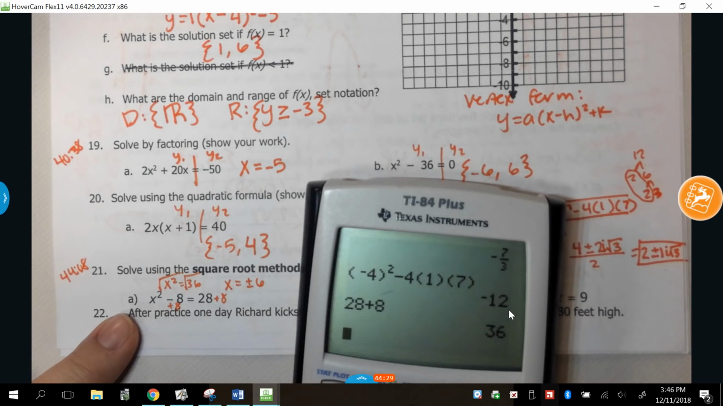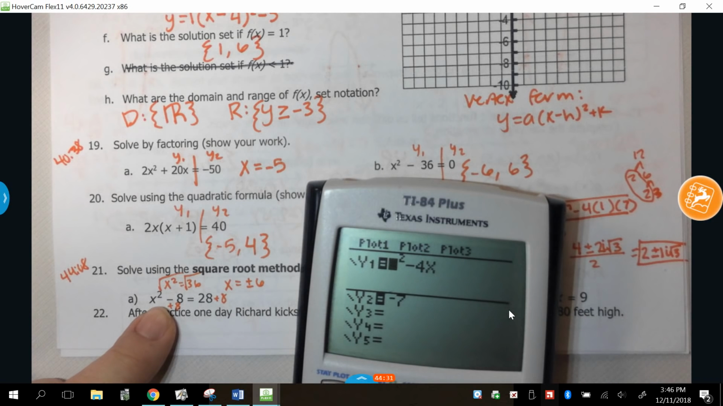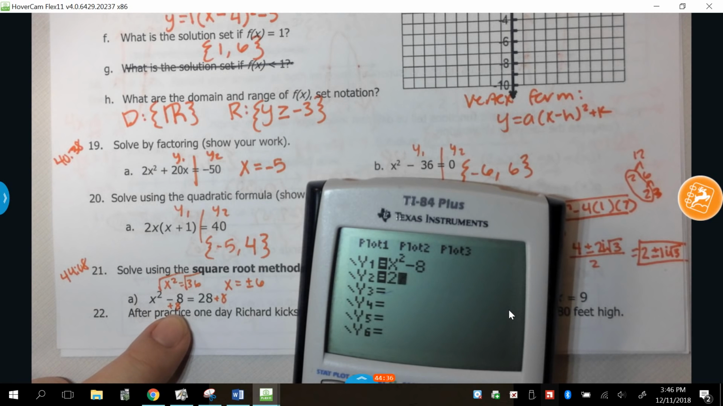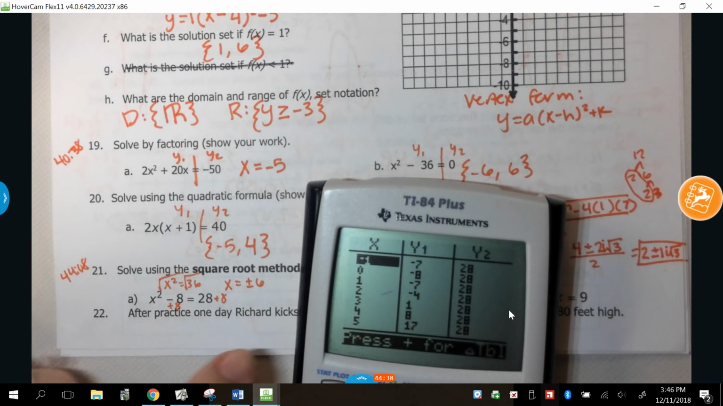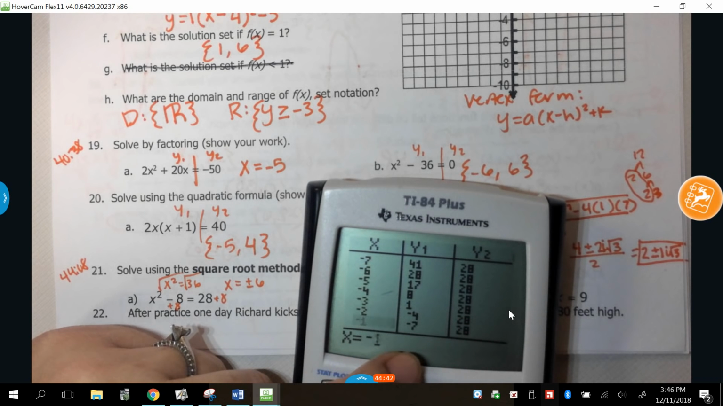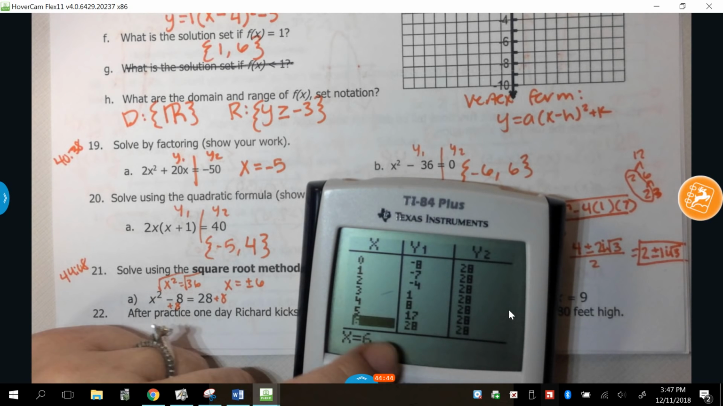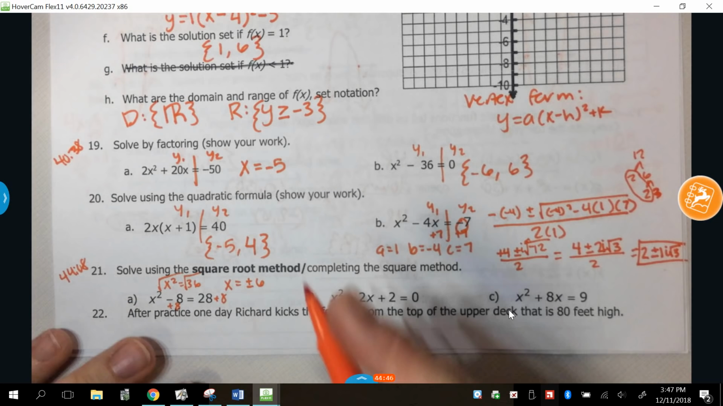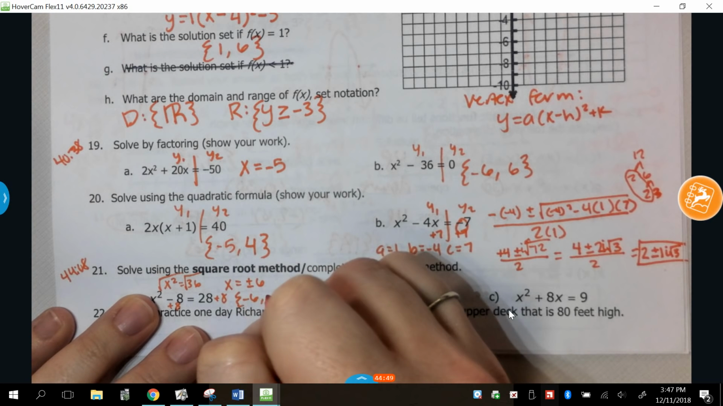Now again, these can be done in the calculator. y1, x squared minus 8, and then 28, second graph. We are looking for where they match. They match at -6, and again at +6, which is what I got. Okay, so -6, 6.